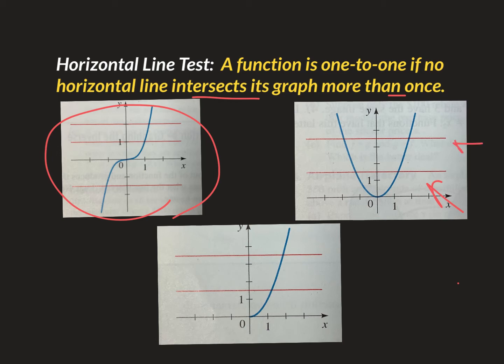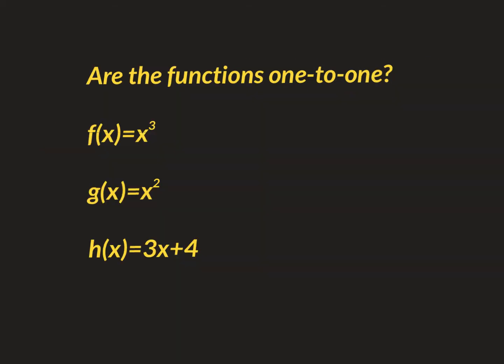Those red horizontals are intersecting the blue more than once or twice. And this third one down here is also one-to-one because all the red horizontal lines intersect the blue graph only once. So that is one-to-one. That's the easiest way to tell if something's one-to-one. The tougher way to tell is just trying numbers.